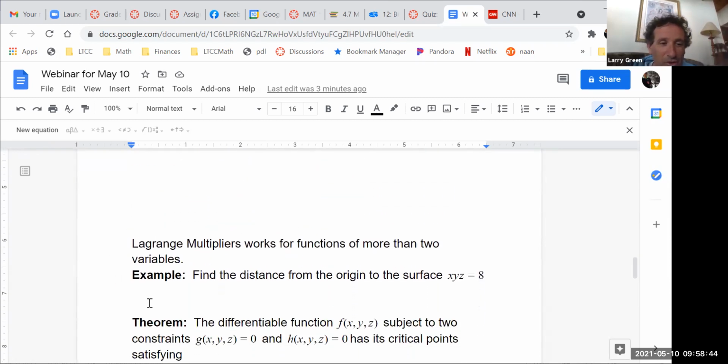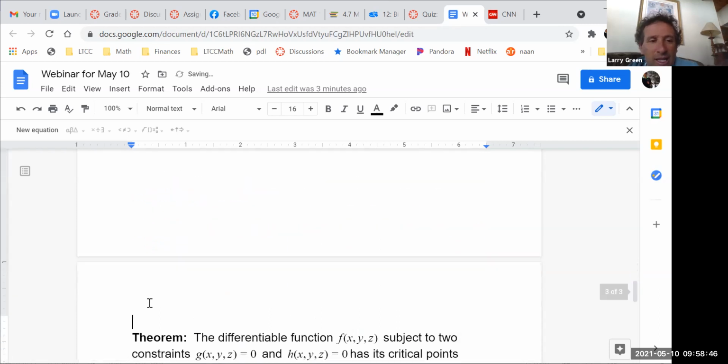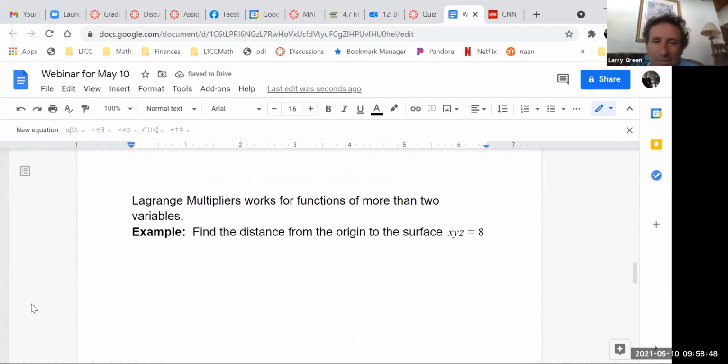So the examples, of course, are set up to be nice. In the real world, you got to use fancy stuff with the computer. But let's do a not fancy example. And that is find the distance from the origin to the surface xyz equals 8. Any questions on the question?